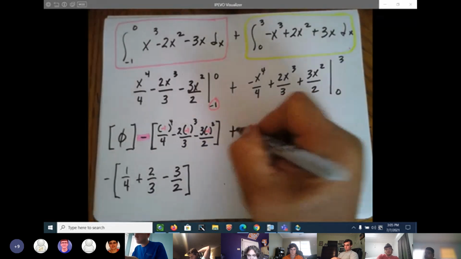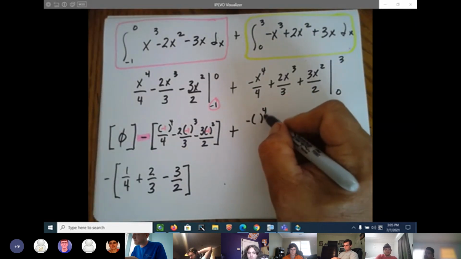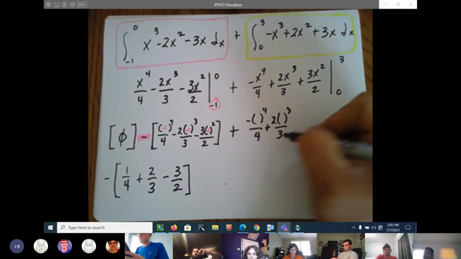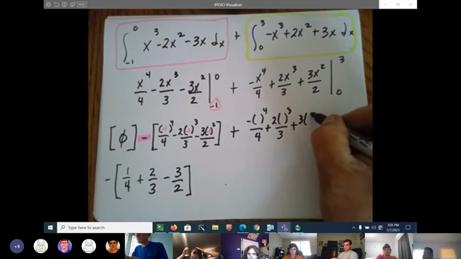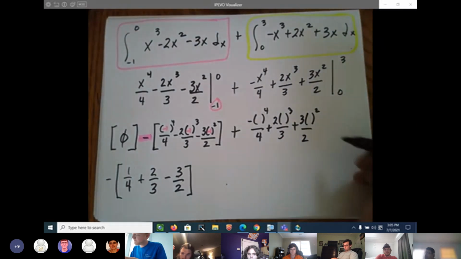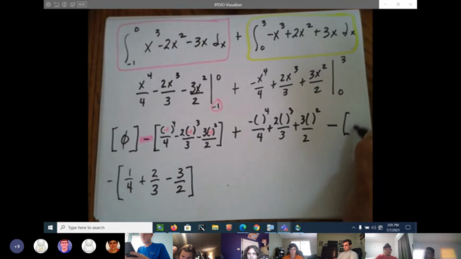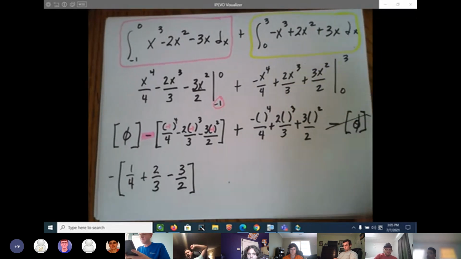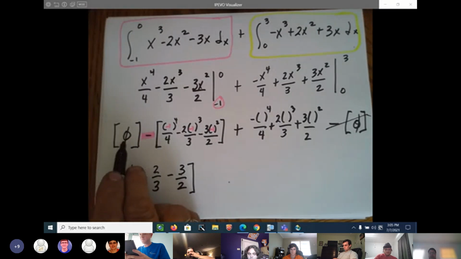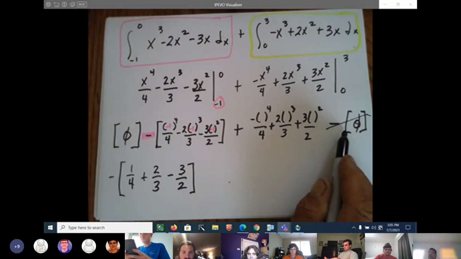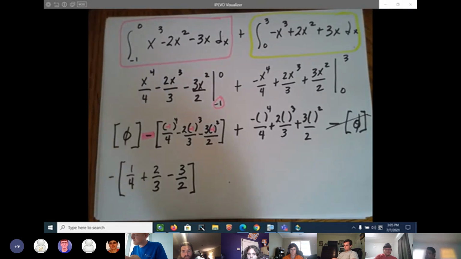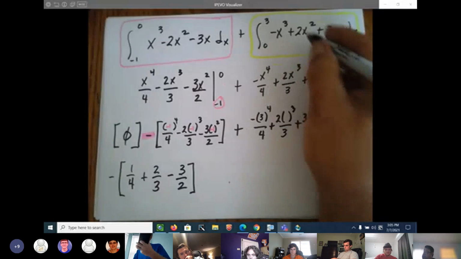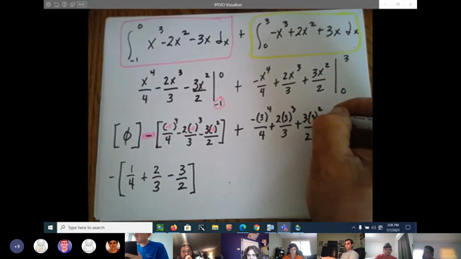Now over here, negative parentheses to the fourth over 4 plus 2 times parentheses cubed over 3 plus 3 times parentheses squared over 2 minus 0. And I really don't need this because I'm subtracting 0, so I don't really care about that. This one is important. This one is not. So I'm going to put a 3 here, a 3 here, and a 3 here.